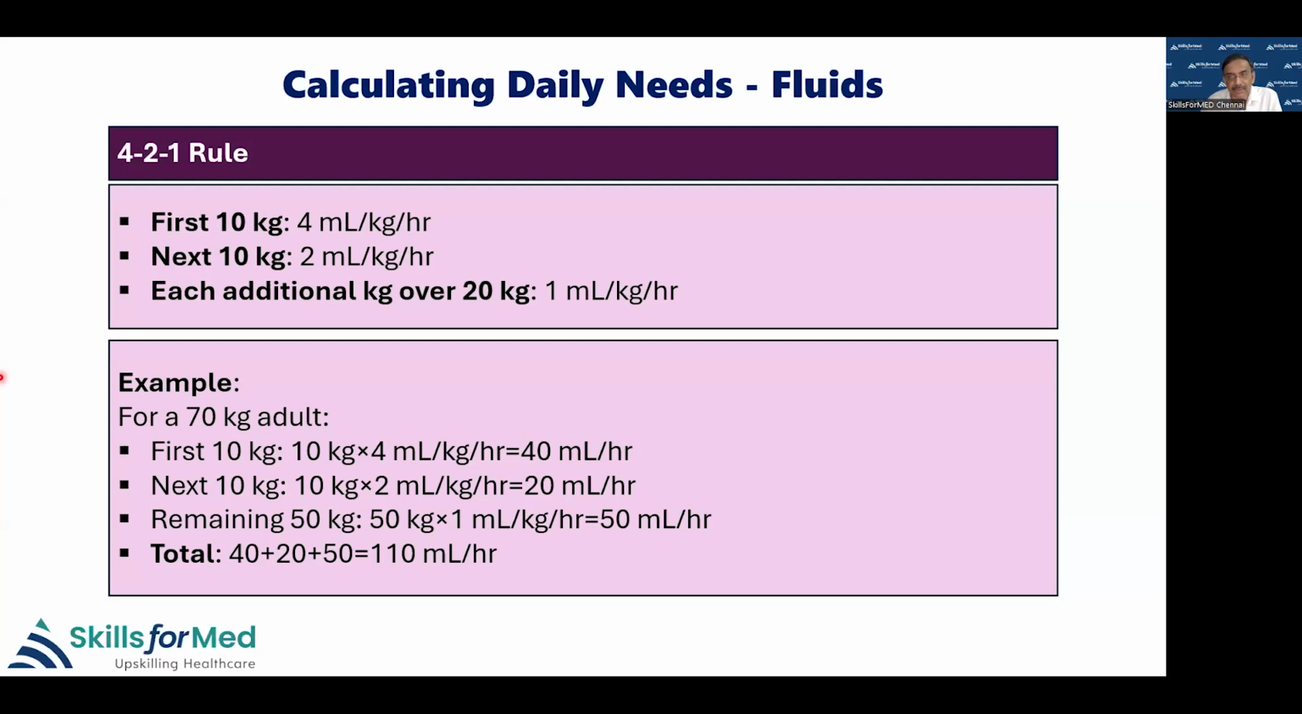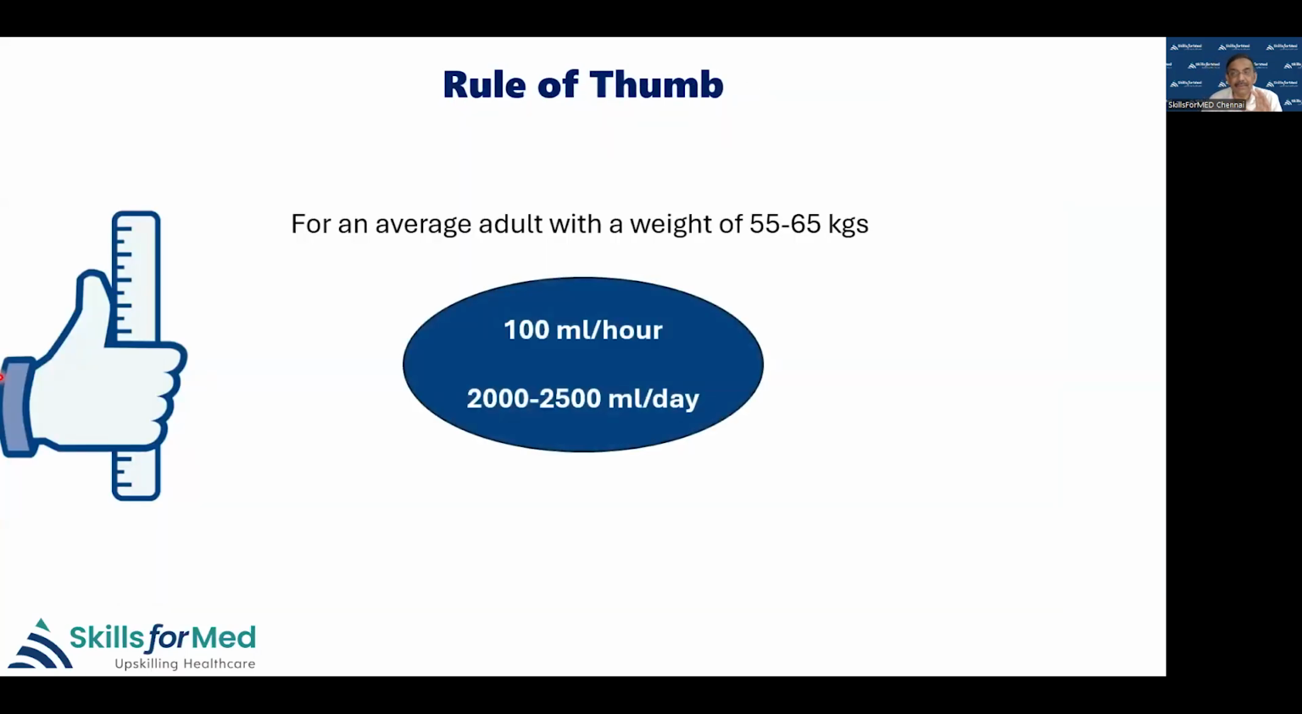Okay. So either way you look at it, you have 2 to 2.5 liters which you need to give the patient, and you give it at the rate of 100 ml per hour. This is the rule of thumb most of us will use for an average Indian. So this is what we use in most hospitals.